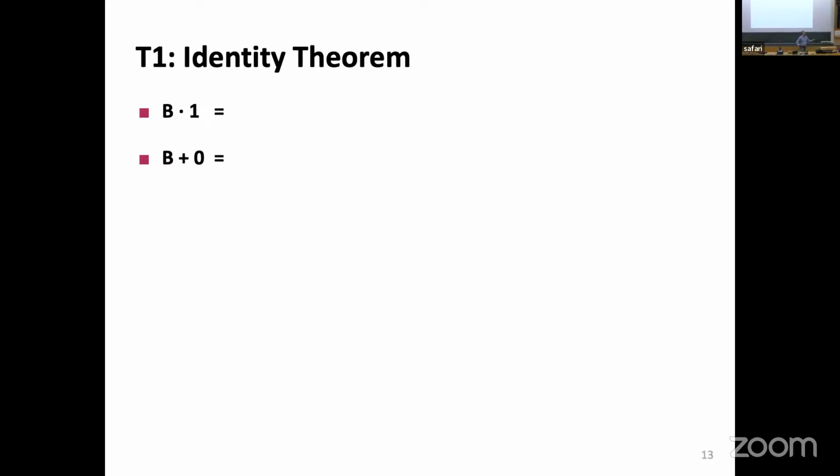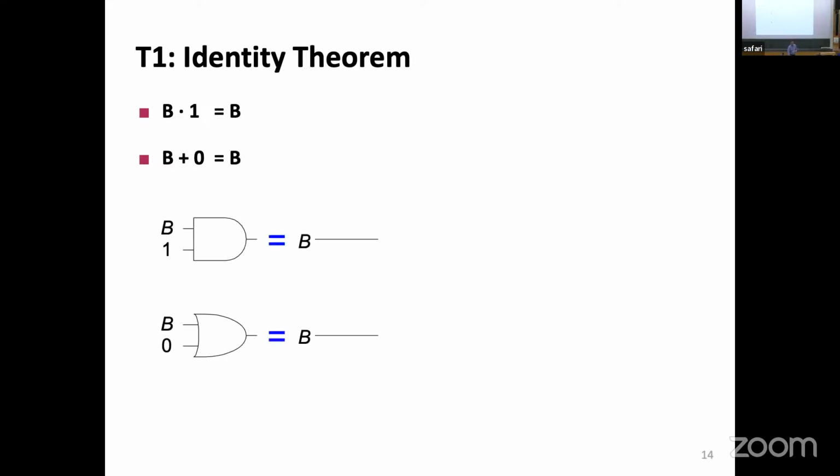Okay. The first theorem is the identity theorem. So we have an identity operation for both AND and OR, meaning that the identity operation doesn't change the value, right? So if you AND some variable with 1, you are going to get the same variable back.